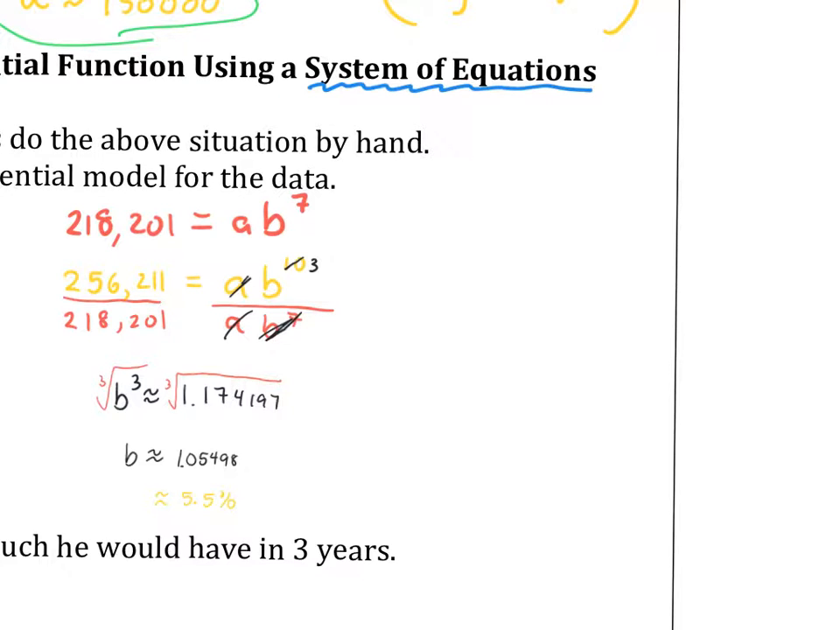So now I take the 218,201 is equal to A times 1.055 to the 7th power. Now I have to divide both sides by whatever I get when I take that to the 7th power.